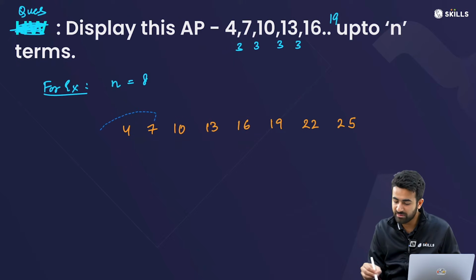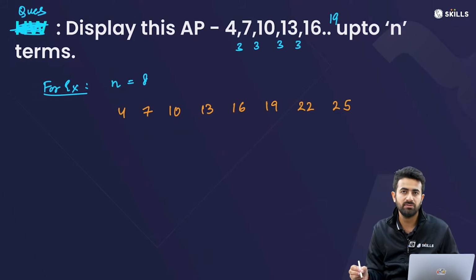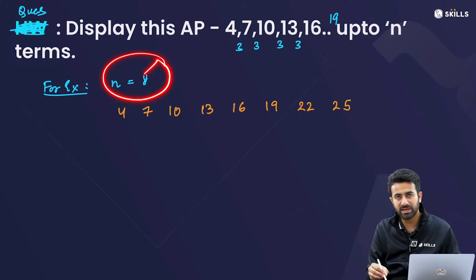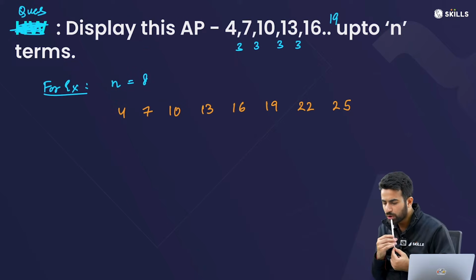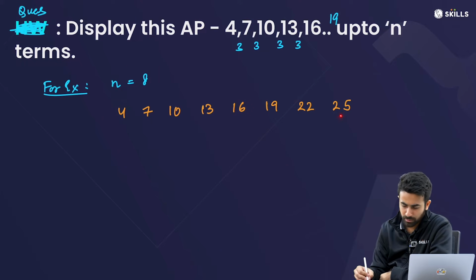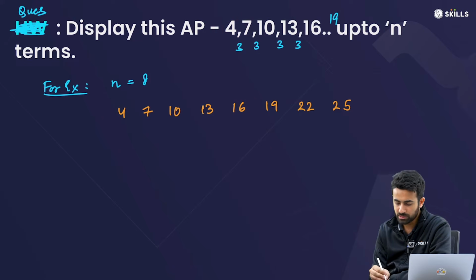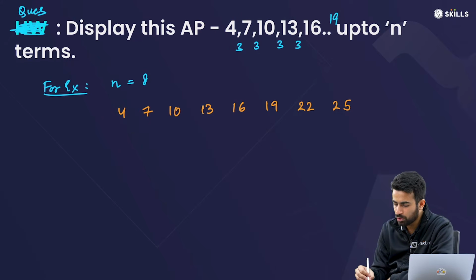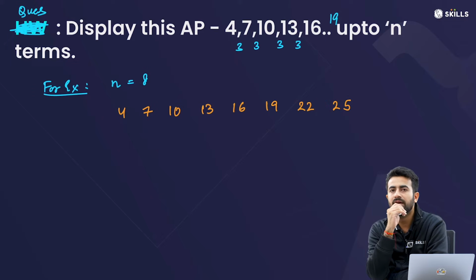If I say n is equal to 18, I will print the first 18 terms of this series. I have to take this input and then write the logic. How to solve this particular code? Because if n was 8, the last number was not 8. The first number we know, the common difference we know, but we do not know the last number. Like till when will the loop run? That is what I'm talking about.